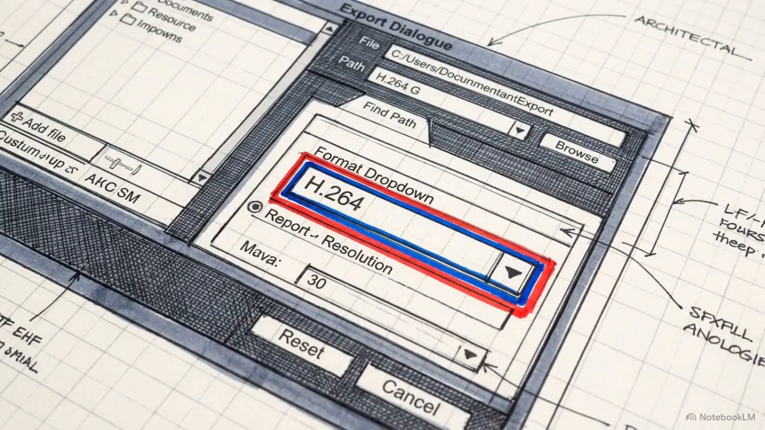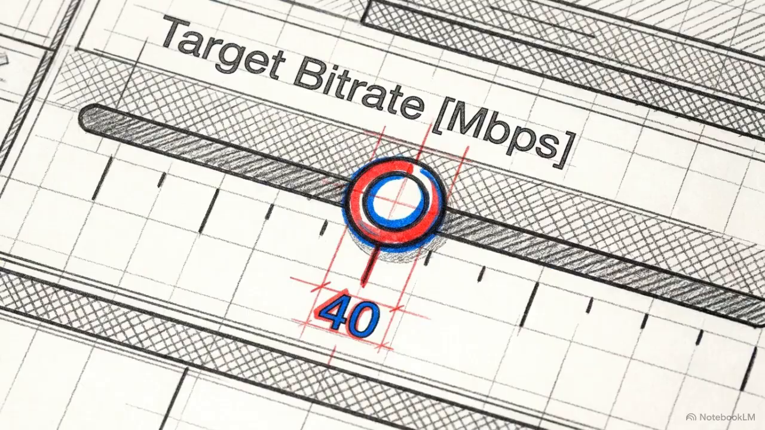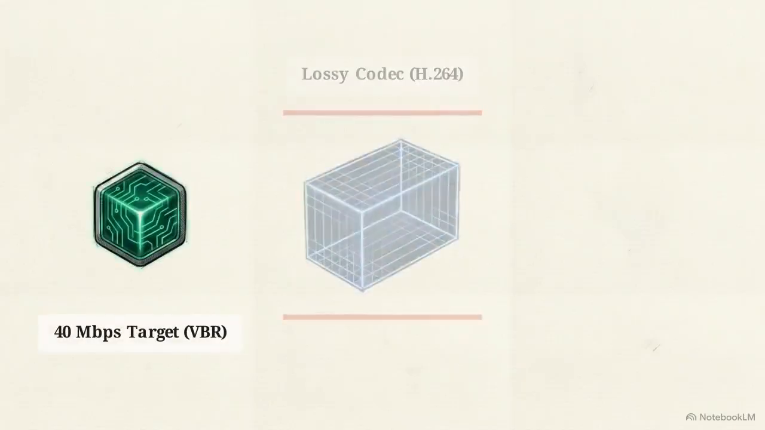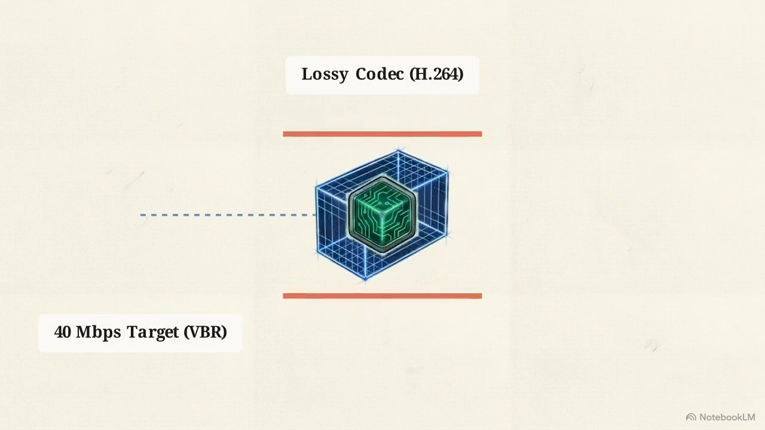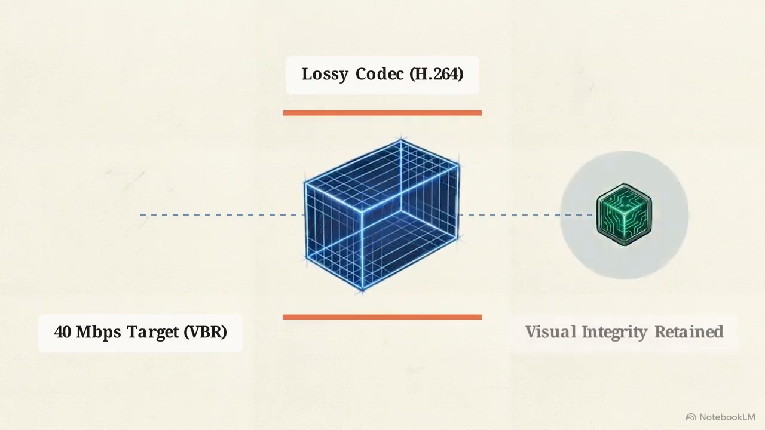Looking at this export menu, you see the critical mathematical threshold for 4K video. The variable bitrate, or VBR, is dialed in precisely between 35 and 45 megabits per second. Adhering strictly to these bitrate parameters gives the file enough data to survive aggressive compression algorithms during the upload.